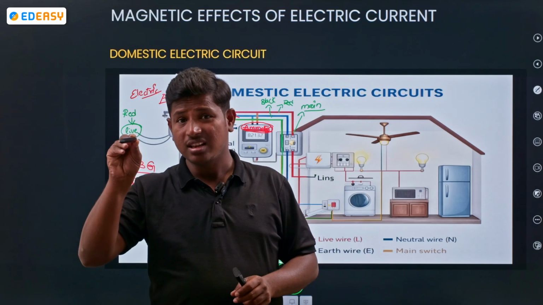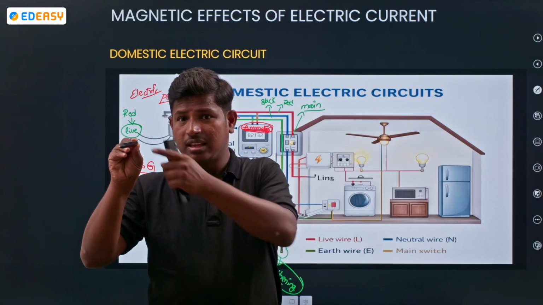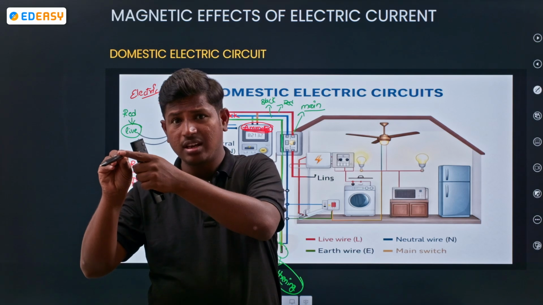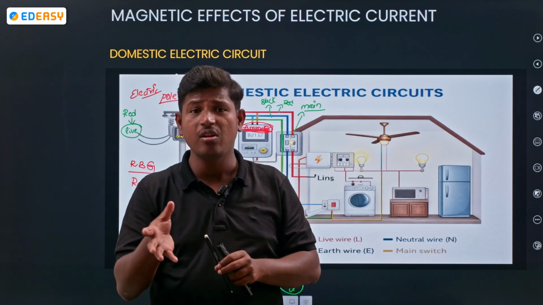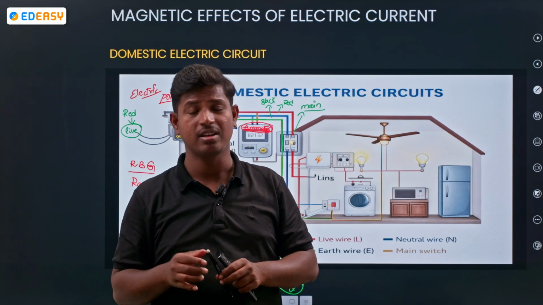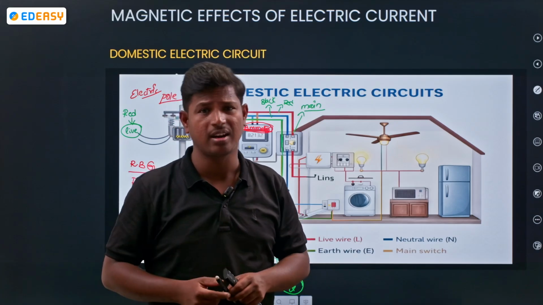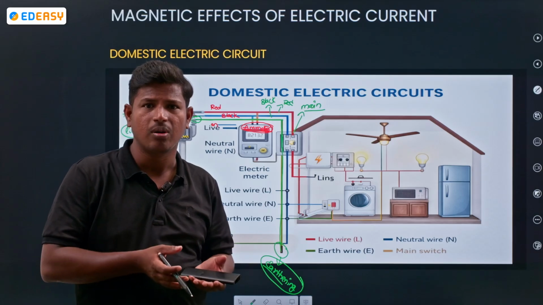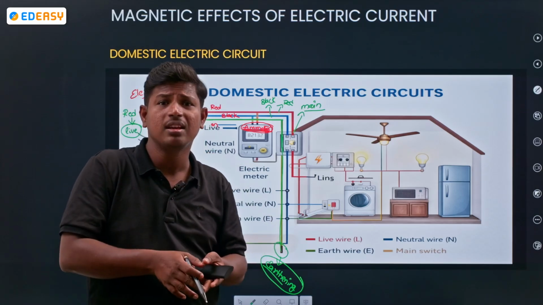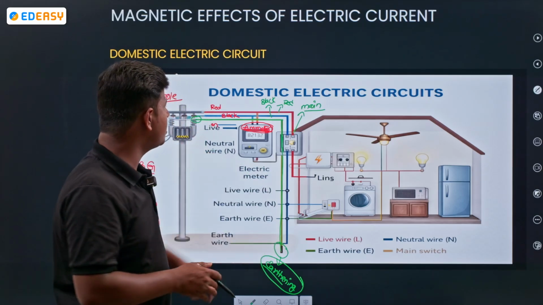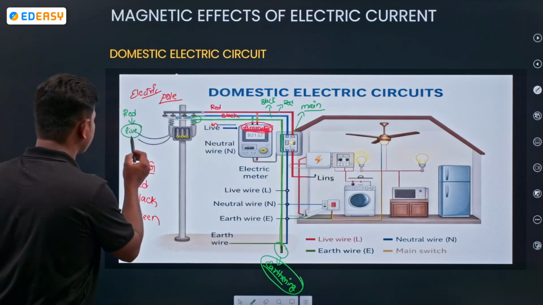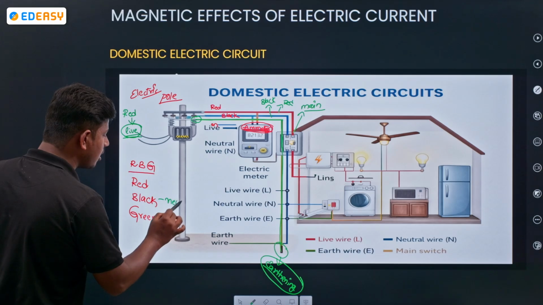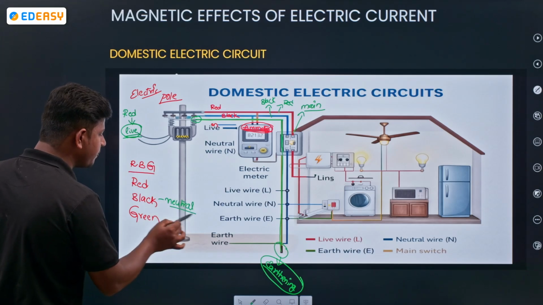If they keep the tester and there is an LED bulb, if the LED bulb glows, it means it is a live wire. If it does not glow, it's not live. Because if electricity is present, then only the bulb glows, right? That's basic. So if the bulb glows, there is a live wire. Red wire is the live wire. And another one is what? Neutral.